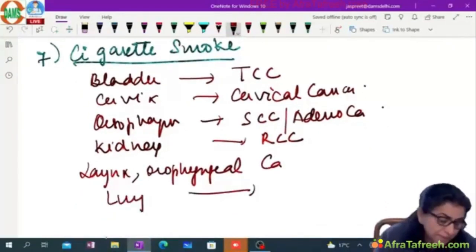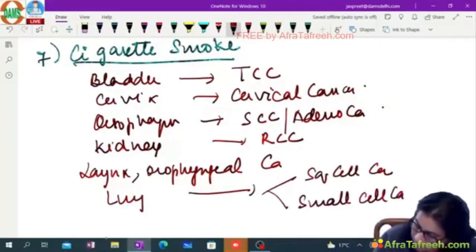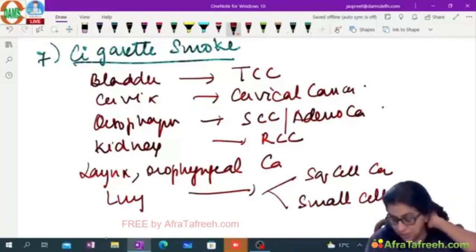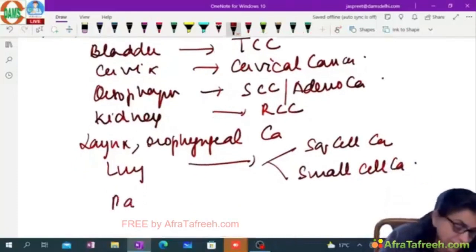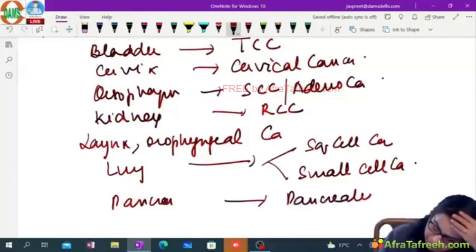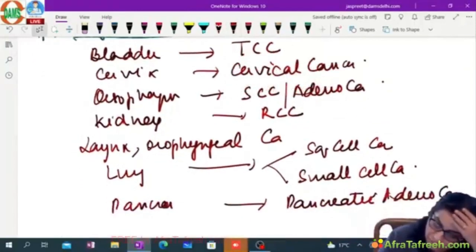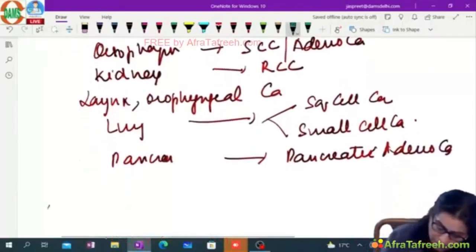Lung cancer. In lung, cigarette smoke is associated with number one, squamous cell carcinoma, and two, small cell carcinoma. These are the two histological types. And even pancreas: it can cause pancreatic adenocarcinoma. So cigarette smoking is associated with so many cancers because cigarette smoke has so many carcinogens in it.